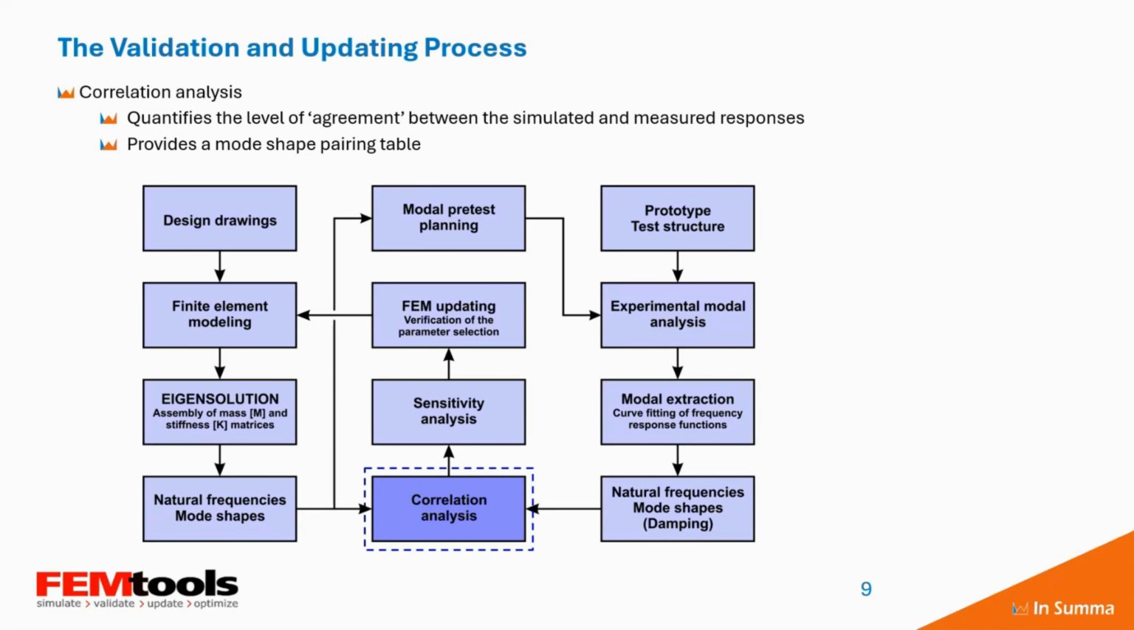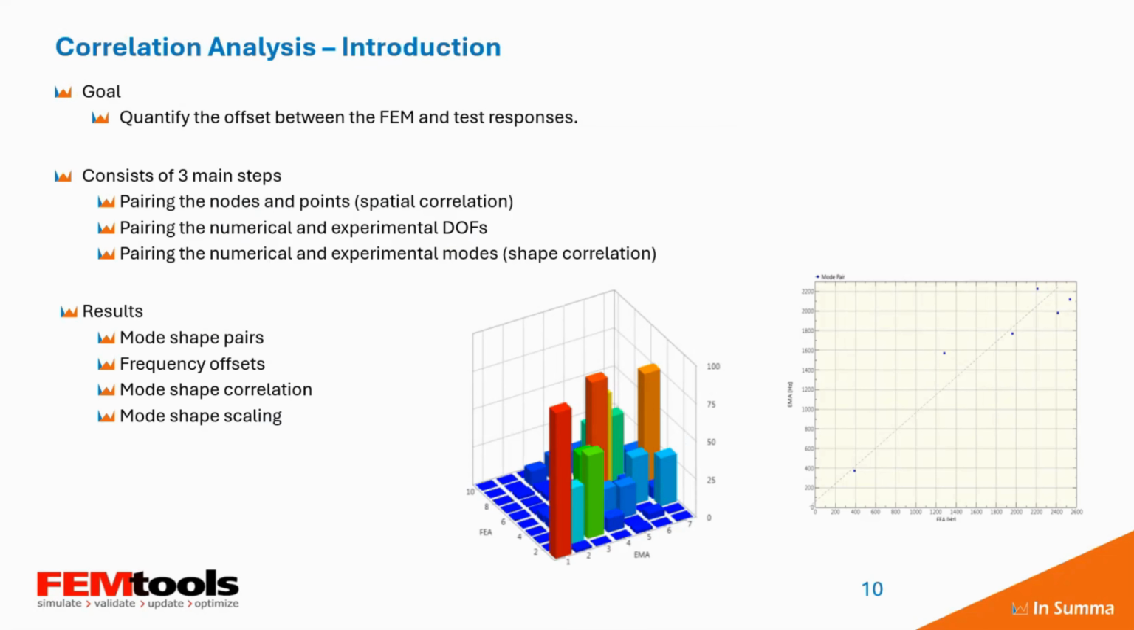So to close the loop between the FE model and the test model, we have the correlation analysis highlighted by the blue dotted lines below. With correlation analysis, we are trying to quantify the level of agreement between the simulated and the measured responses. So the main goal of correlation here is to quantify the offsets between the FEM and the test responses. And we do that through three main steps.